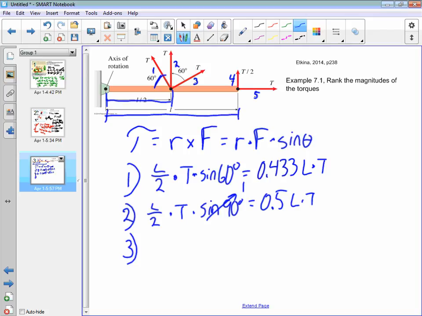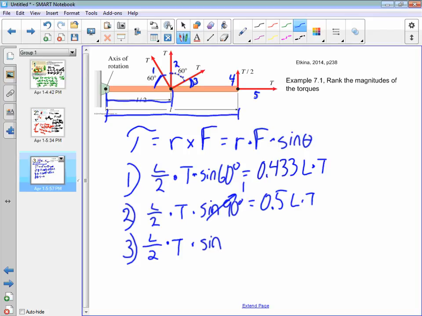For number 3, once again, we've got L divided by 2 times T times the sine of the angle. And this angle here, it's trying to be sneaky. It is daring us, perhaps, to use this angle here. We're not supposed to use that angle. We use this guy here.